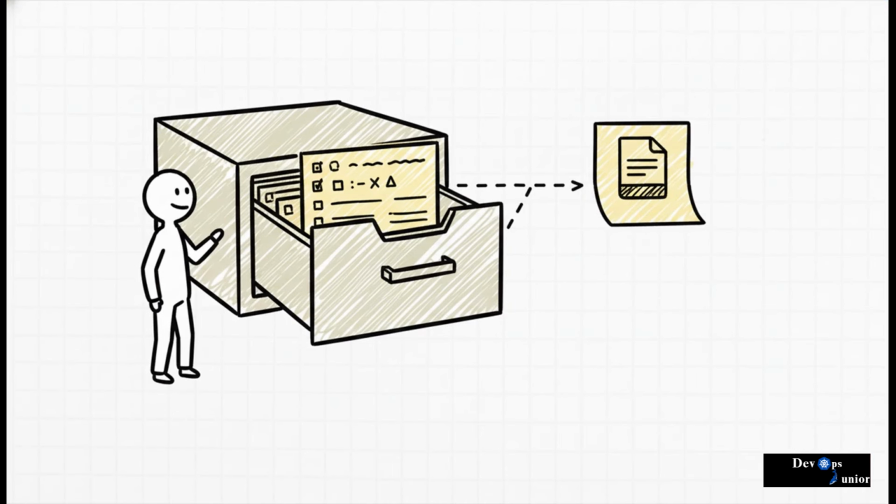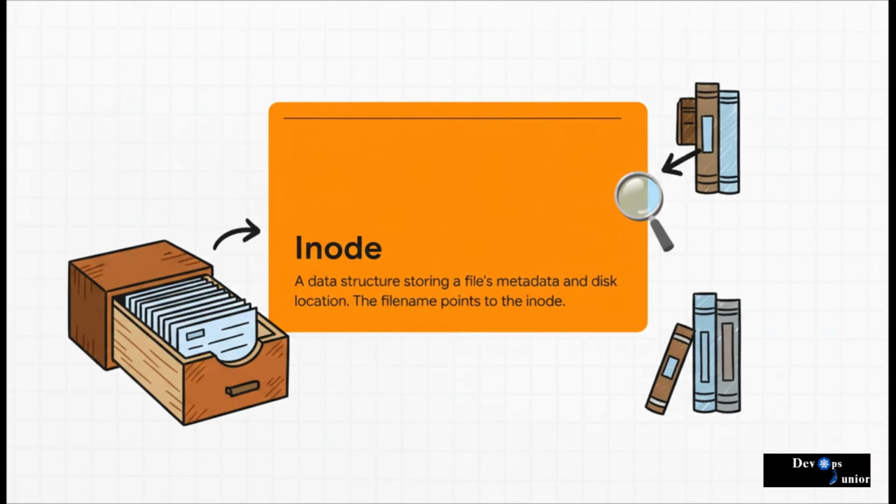Okay, brace yourself for this one. This is a concept that might kind of break your brain a little at first, but it is absolutely central to how the entire Linux file system works. So here it is. In Linux, the file name isn't the file's real identity. I know, sounds weird. The name is just a label, a convenience for us humans. The file's true identity is something called an inode.